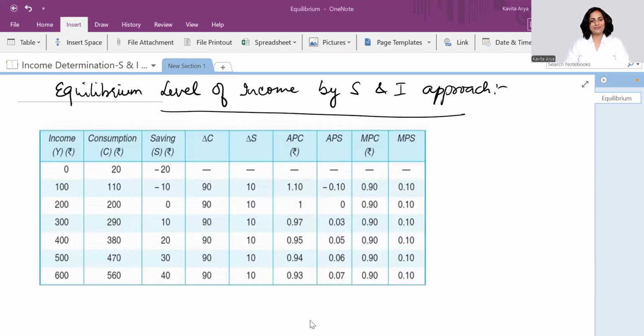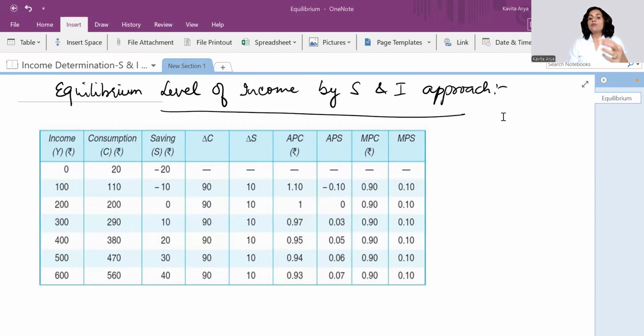Hello students, welcome back. In our previous video, we talked about the equilibrium through the AD and AS approach. Now let's begin the same with the other approach, that is the S&I approach. So here we go. Again, to cut down on time requirement, we have already taken that table.